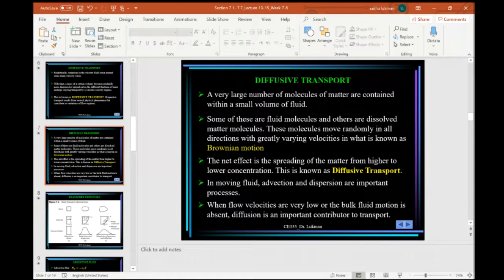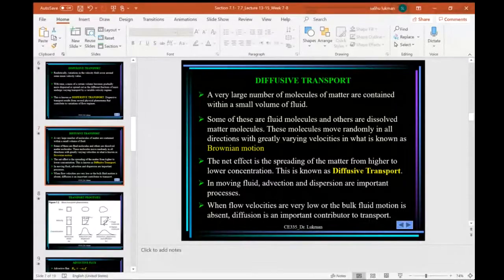Some of these are fluid molecules, and others are dissolved matter molecules. These molecules move randomly in all directions with greatly varying velocities in what is known as Brownian motion. Brownian motion is haphazard, not a unidirectional type of motion. Because of their concentration, the contaminants tend to move to areas of lower concentration, and the net effect is spreading of the matter from higher to lower concentration.